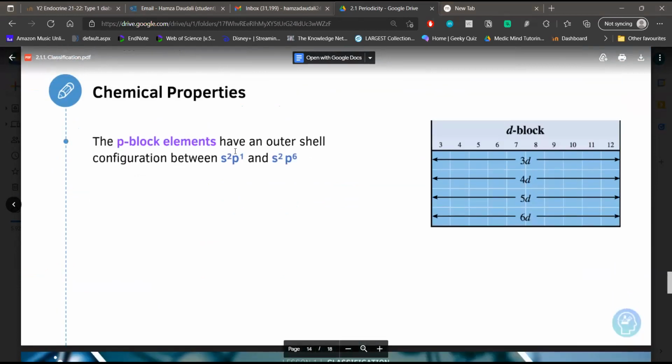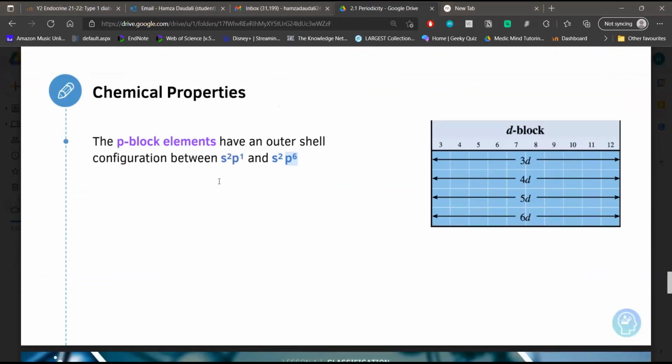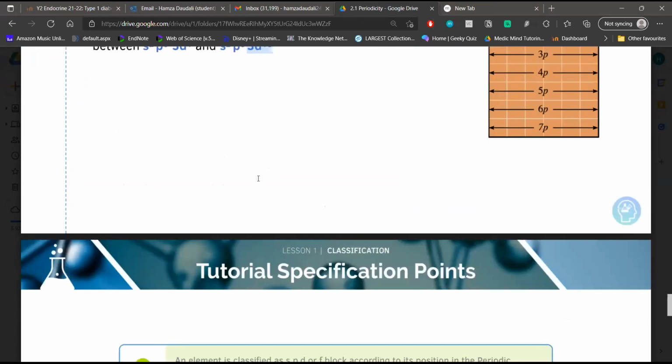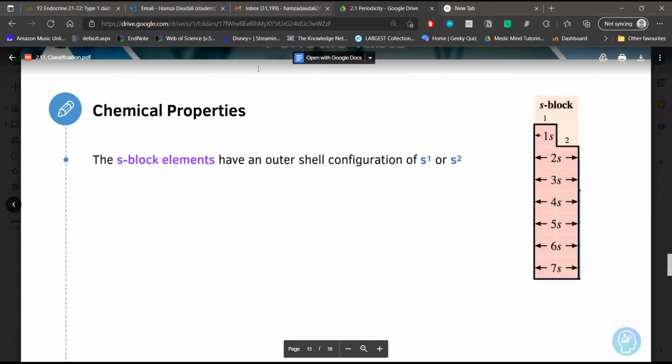The p block elements are between s2p1 and s2p6. Then s2p6 3d1, s2p6 3d10. Remembering also a couple of basic things: the order of how many fill up is 2, then how many are in p? 6, followed by 10, and then an f orbital, which you're probably never going to get to, is going to have 14 in it. 14 outer electrons. So it's basically periodically increasing by 4.